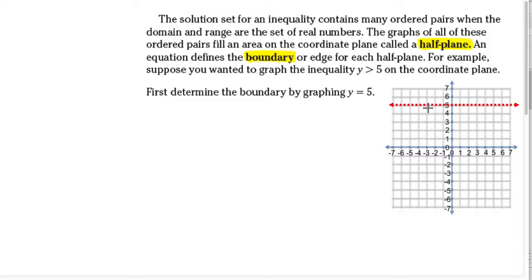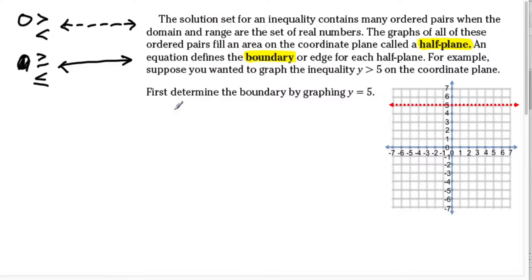Now why is it dotted? Why is it not solid? Because everything on that boundary is not included in the solution. Remember when we talked about solid dots and open dots? It is an open dot when it's greater than or less than. It is a closed dot when it's greater than or equal to or less than or equal to. In the same manner, if it's less than or greater than, it's a dashed line. And if it's greater than or equal to or less than or equal to, it is a solid line.